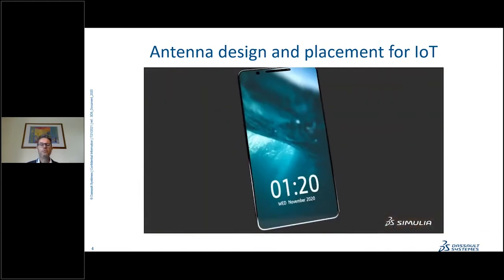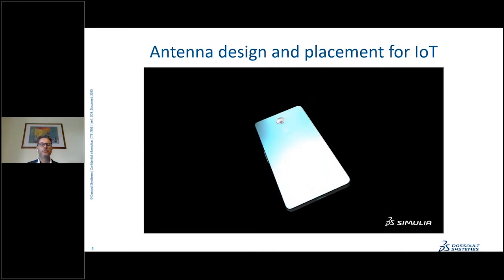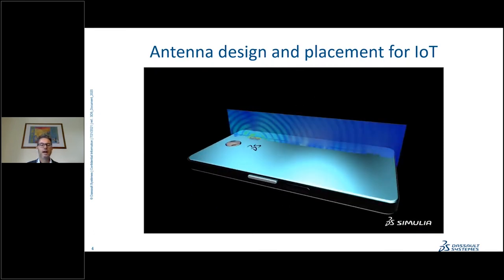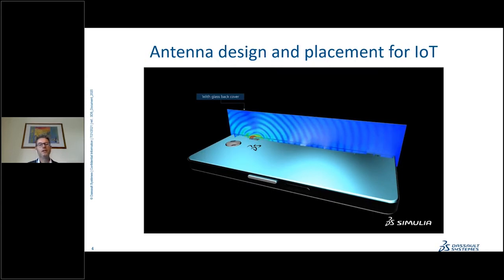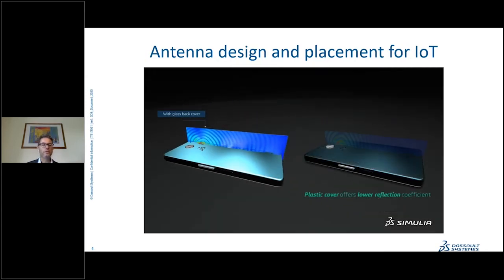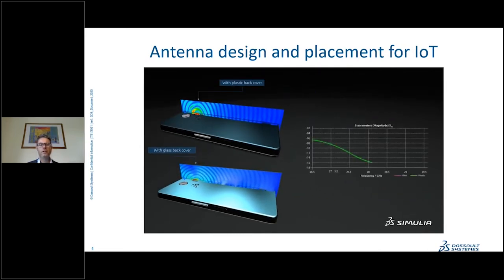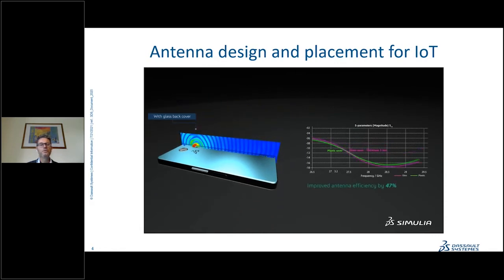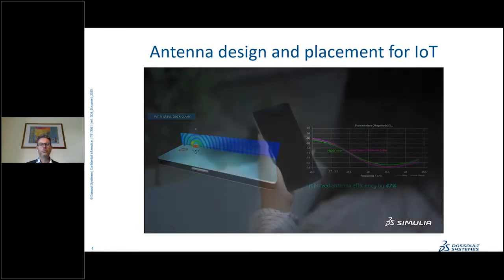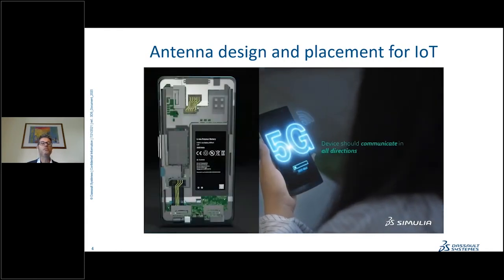Another issue comes from the fact that 5G antennas at those frequencies have difficulty passing through metals. So you can design several kinds of covers for your mobile phone. And here we are going to make a comparison between a glass cover or plastic cover, and we are going to see what is the difference on the S parameter. We may also change the thickness of the cover to see the effect. At the end of the day, you come to optimization and an improved efficiency of 47%.